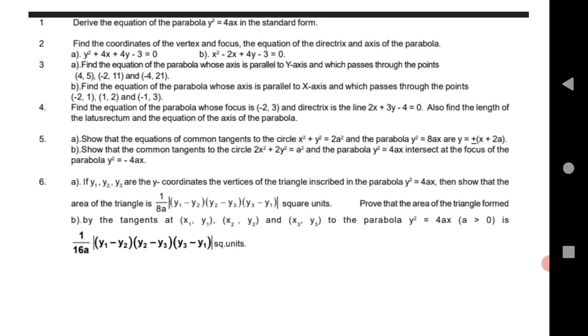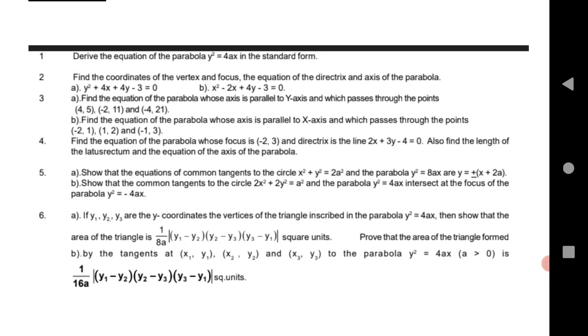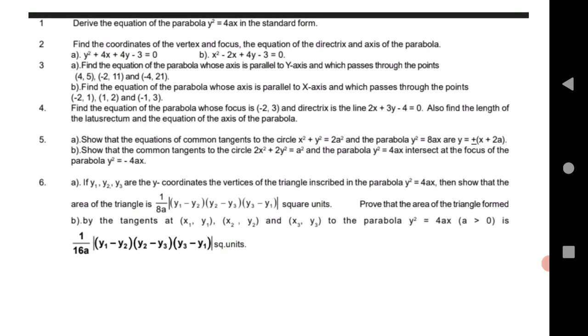If you are practicing and have less time, go with the first question, the third and fourth question, and then the sixth question. So first select the first question, third question, sixth question. These are very important questions. The remaining questions, if you have time, then only practice, because most of the time the examiner will ask a question from x-axis or y-axis, or sometimes 1 by 8a, 1 by 16a, or sometimes only the equation for the standard form of parabola.